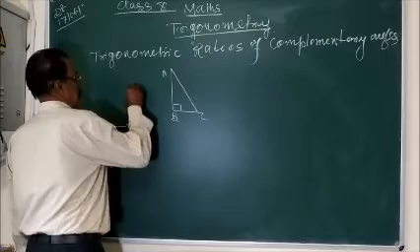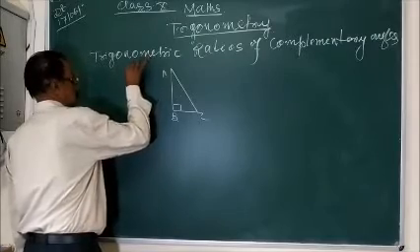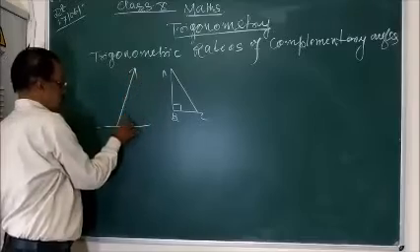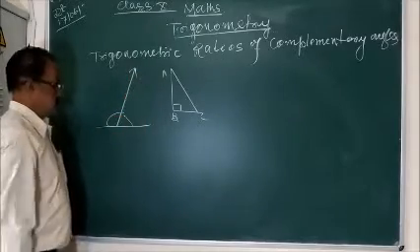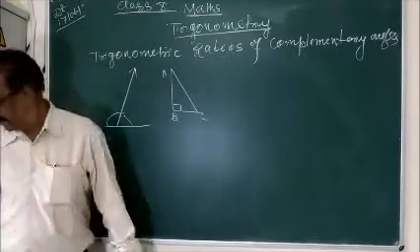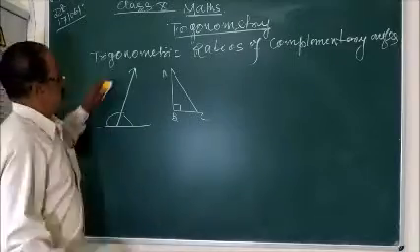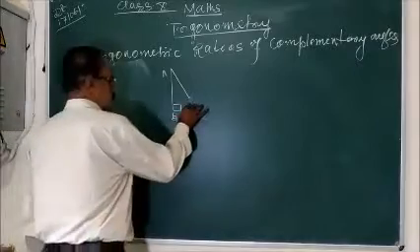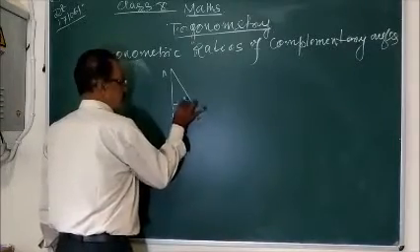suppose this is a line segment and this is another ray. So if the sum of these two angles is 180, these angles are called supplementary angles. But here we will concentrate on complementary angles. Suppose this angle is theta.